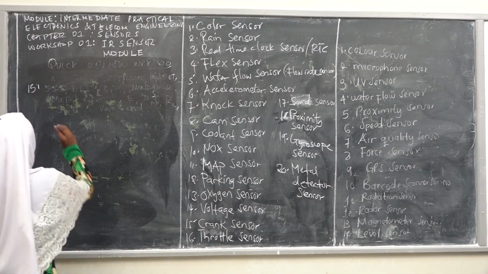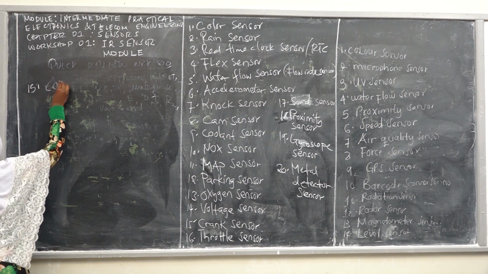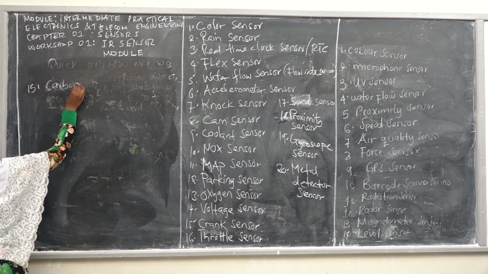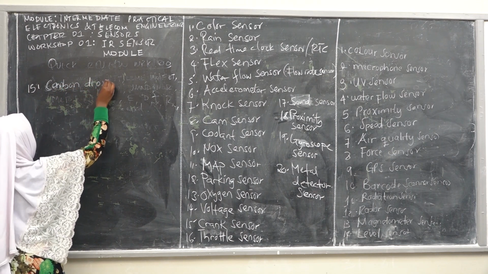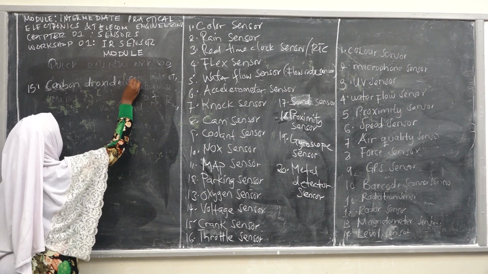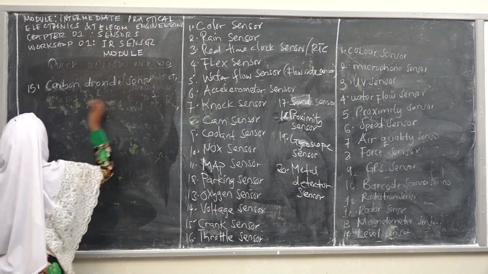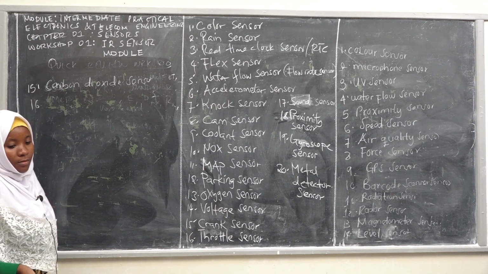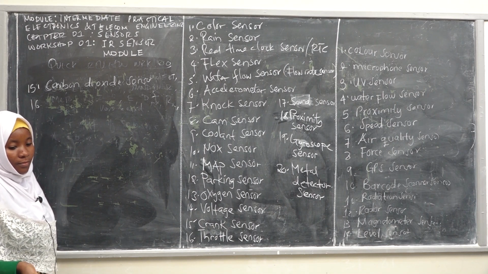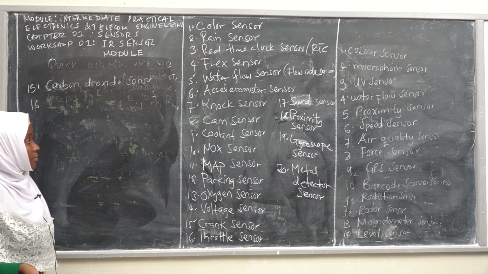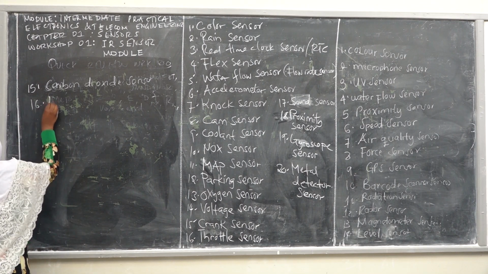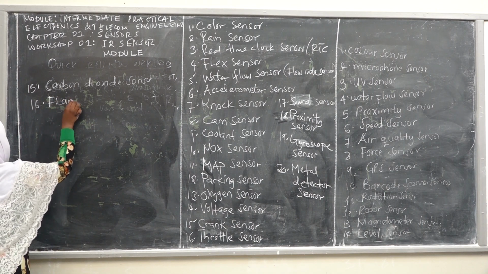There's carbon dioxide sensor. Say carbon dioxide sensor. Ruben mentioned the oxygen sensor, so now we have carbon dioxide sensor. While myself I mentioned just the general gaseous sensor. So when I say gaseous sensor, it should include a number of sensors: carbon dioxide sensor, nitrogen sensor, a number of sensors. There's flame sensor.